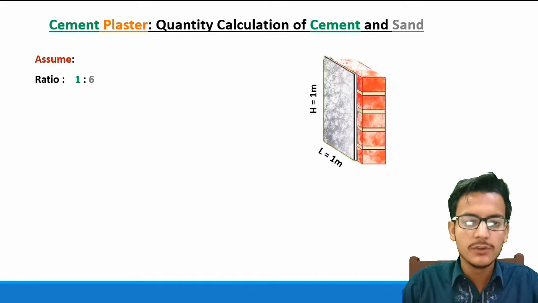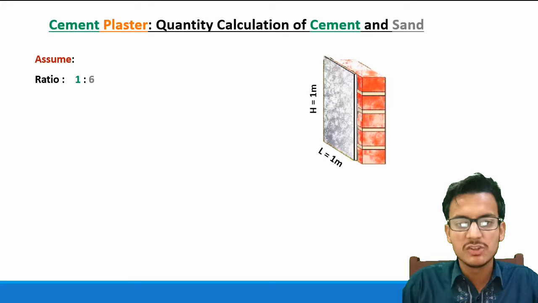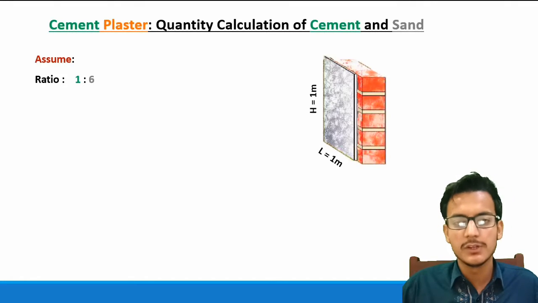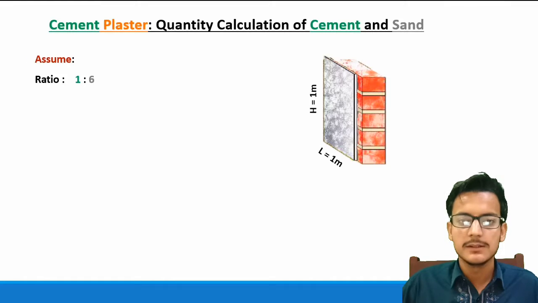First of all, we have to assume some values. First one is the ratio. We will assume that we are using 1:6 in cement plaster. If you are using another ratio, you can solve this question according to that, and calculate the quantity according to that value. Okay, so in this video we are using ratio 1:6.